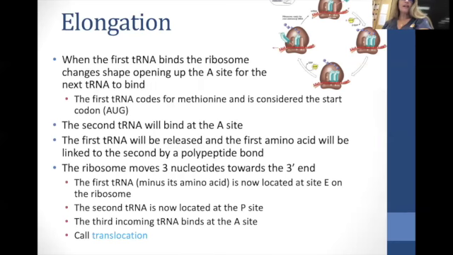The second tRNA will bind at the A site. The first tRNA will be released and the first amino acid will be linked to the second by a polypeptide bond. The ribosome moves 3 nucleotides towards the 3' end. The first tRNA minus its amino acid is now located on the E site on the ribosome. The second tRNA is now located at the P site, and the third incoming tRNA is located at the A site. We call this translocation.